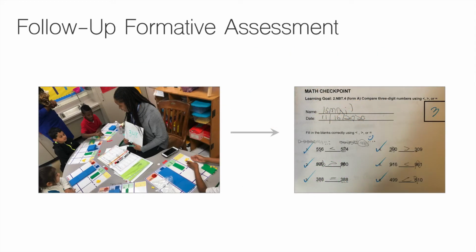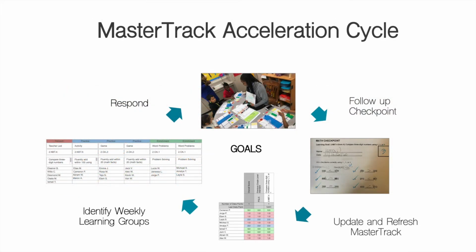After working on an area of need, teachers then check for improved and retained understanding by administering one of our MasterTrack checkpoint assessments, or any other similar style exit ticket or short formative assessment that you might prefer that is also aligned to that specific standard that you and your students worked on. This formative checkpoint assessment feedback is then folded back into MasterTrack so that you can continue to accelerate student learning recovery based on your students' evolving learning needs throughout the year.